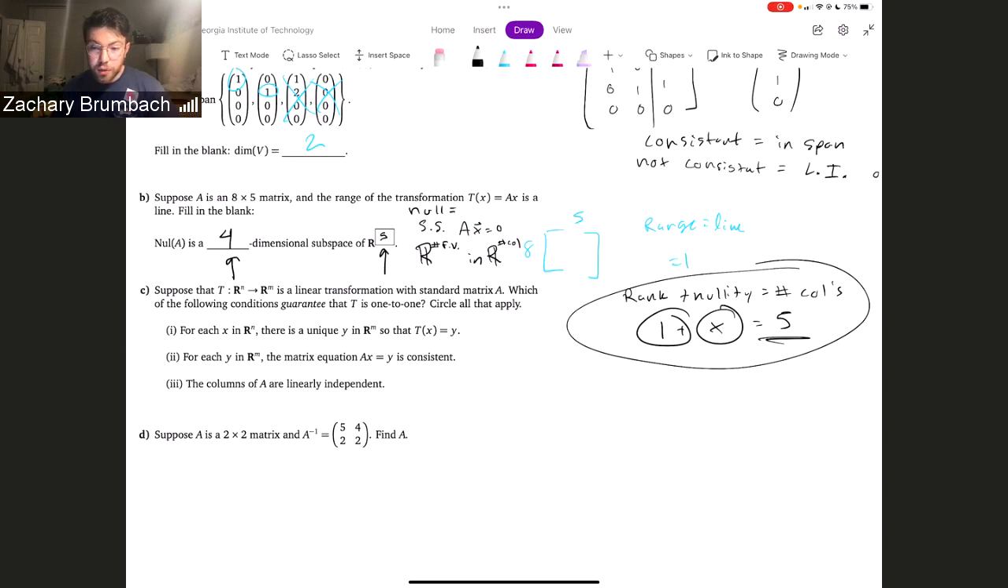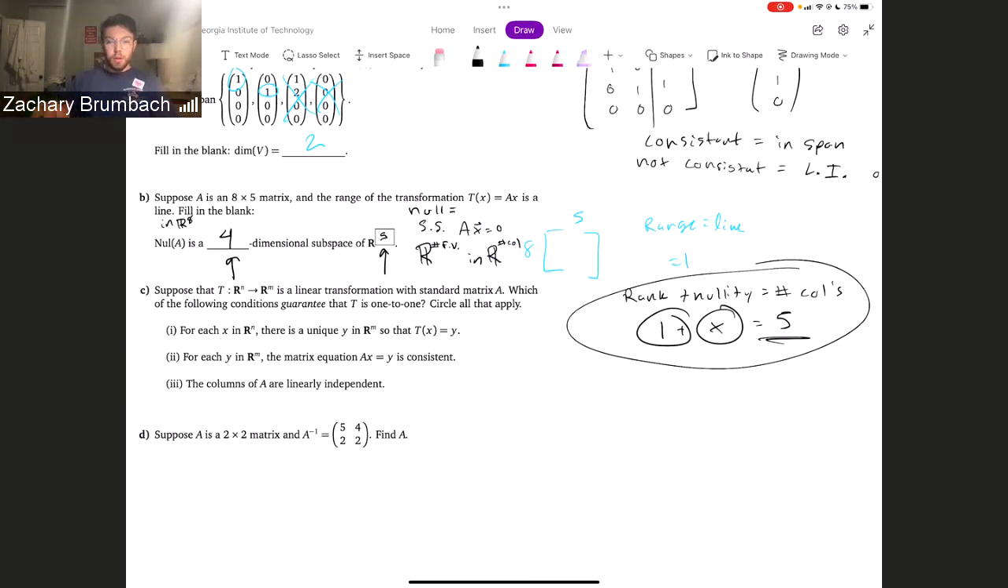So a line created by one free variable. In this case, the line isn't created by one free variable. It's created by one linearly independent vector. So it's talking about the span of the columns. It's not talking about variables in that case. So the range of the transformation is a line in R8, because that's where the range is. That's how you can think about that. So the rank is 1 in that case.